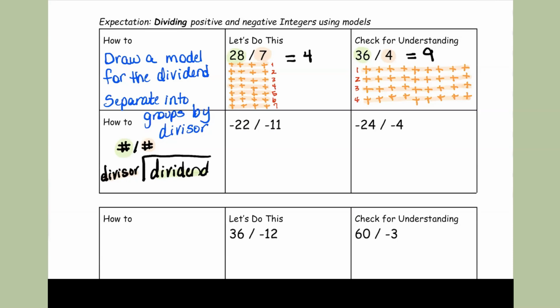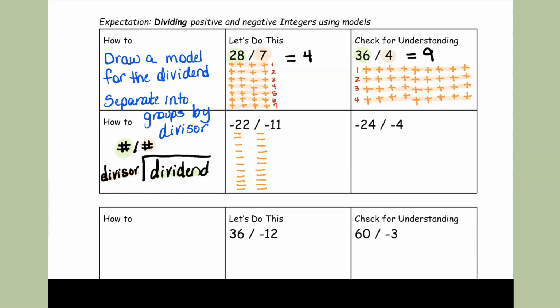Let's try our next problem. Our next problem is negative 22 divided by negative 11. So we start by drawing a model for the dividend, which would be our negative 22. Here I'm showing negative 22 marks. So I'm using the subtraction sign, or a negative, to show 22 pieces.